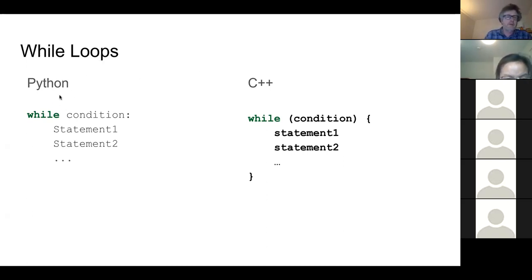So here's a Python loop. Remember, a Python loop is a condition, colon, and a series of statements. Not surprisingly, in C++, we can do a while, condition in parentheses, and then we have our begin and end brackets, and inside of it, we have as many statements as we want, and it's going to keep executing those statements over and over again until the condition is false. So as long as it's true, it's going to keep doing it.